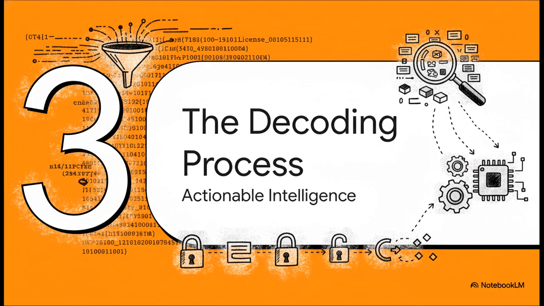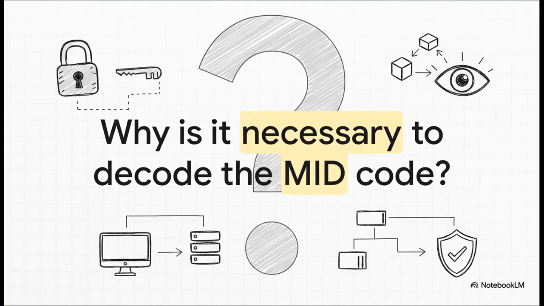This brings us to the really practical part for you as a developer, the decoding process. This is where you turn that string of encrypted data into something you can actually use. You might be thinking, wait a minute, if I have the codes, why can't I just generate the activation key right away? Why this extra step? Well, decoding the MID isn't just busy work. It's a really critical part of managing your licenses intelligently.